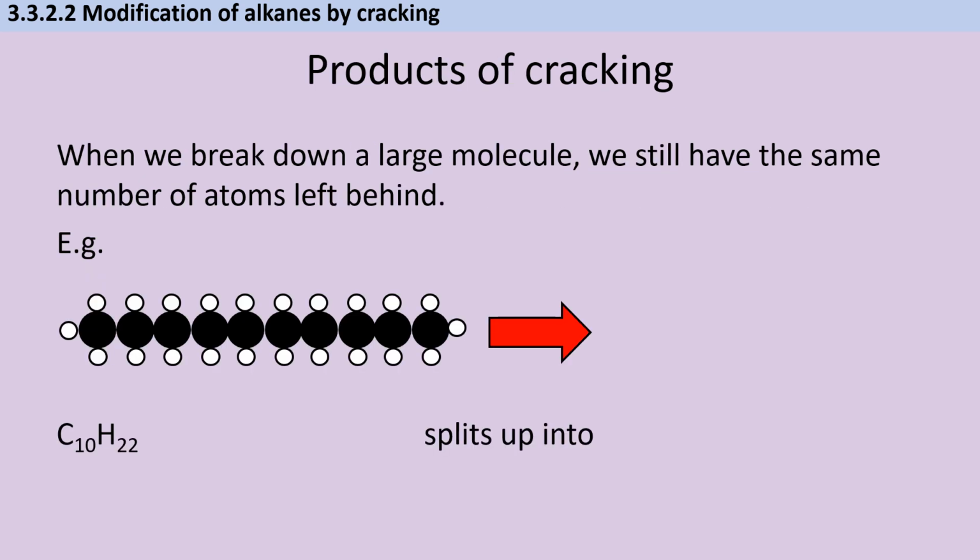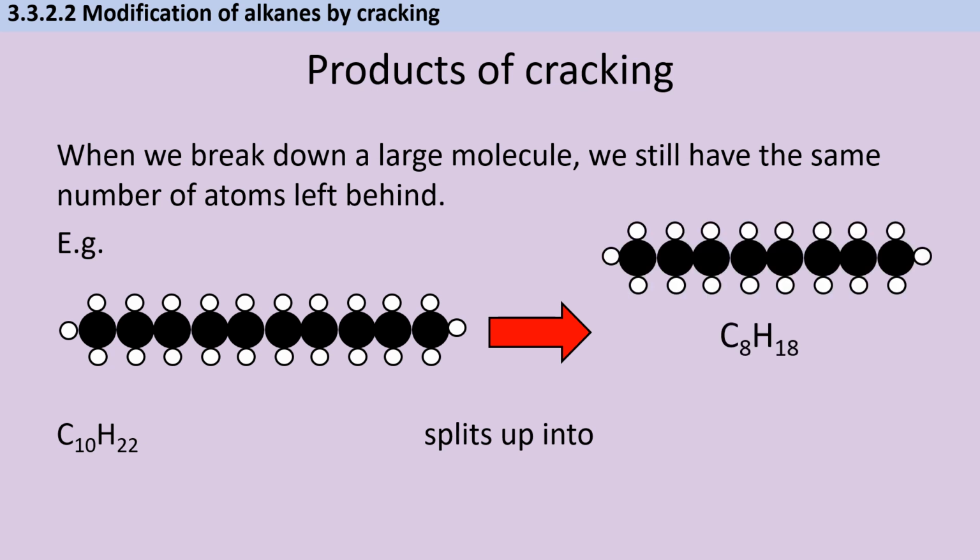Conservation of matter means that the number and type of atoms cannot change during a chemical reaction. So when we break apart a large alkane like this decane molecule, if we make an alkane like this octane molecule, there's not enough hydrogen atoms left over to make a second alkane. So we can't make another one, so instead we make this ethene, which is an alkene.